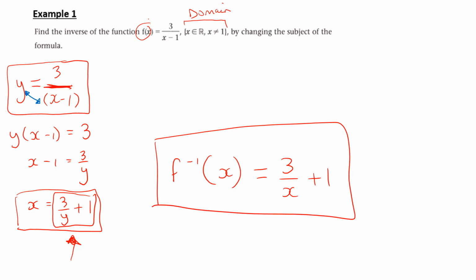So you can see it was very easy to do. Step 1, write your function equal to y. Step 2, rearrange it to make x the subject of the formula. And after you've rearranged it, that's your inverse function. Just remember that if you're going to write it as the inverse f minus 1 of x, then you need to have an x in your answer. There's no good saying that you're going to do f minus 1 of x and then putting a y in there. We want it written in terms of x.